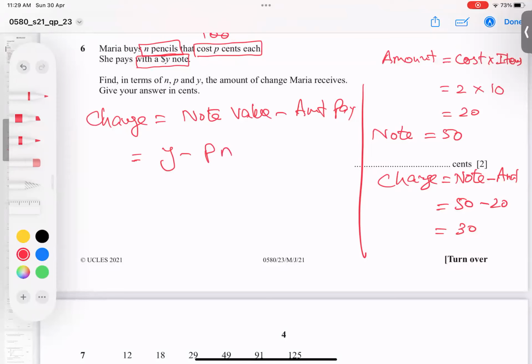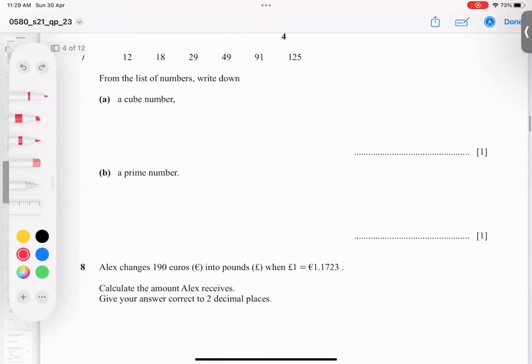But the problem here is that Y is in dollars and this is in cents. He is saying one extra part, that we need the answer in cents. Look here, cents. So this Y dollars, Y amount, we have to convert it. So it means 100Y minus NP, or PN, no problem at all. I hope you got the idea.